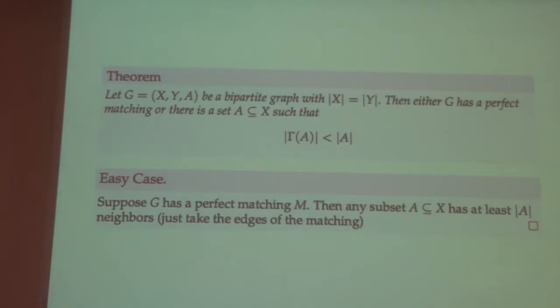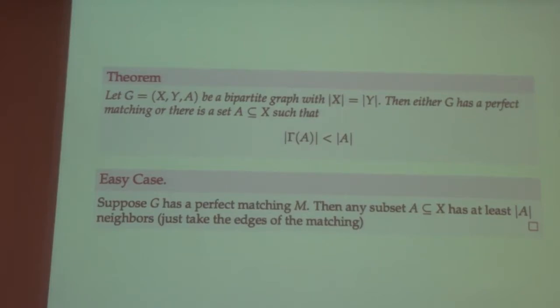Oh, sorry, good point. This is a notation thing. Gamma A is the set of all neighbors of A. In particular, since this is a bipartite graph, gamma A is some subset of the right-hand side, Y. So it's all the neighbors.